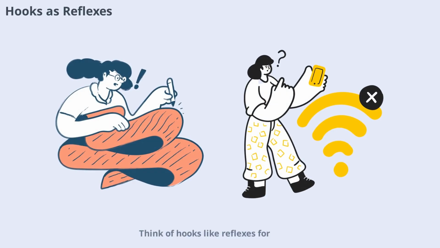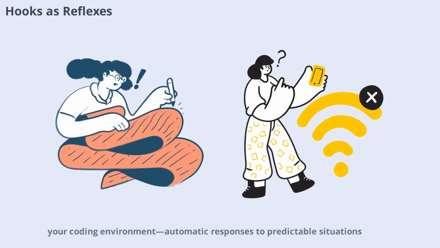Think of hooks like reflexes for your coding environment, automatic responses to predictable situations. Once set up, they require no conscious thought. You decide once, and Claude executes forever. This turns your workflow into a well-oiled machine, where best practices happen automatically and you can focus on the creative parts of coding.